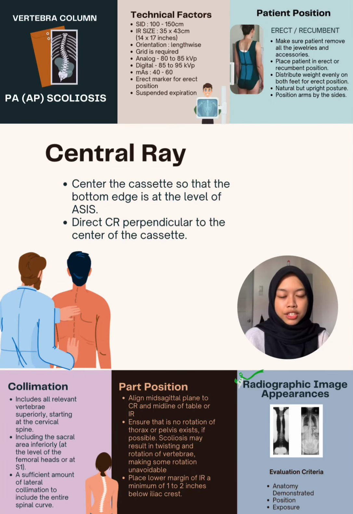I am ZUNNUR SYAFIKA binti Muhammad ZUKIFLI. I am going to explain about the central ray and collimation for PA erect scoliosis. So, for central ray, the cassette needs to be centered so that the bottom edge is at the level of the axis. Direct the central ray perpendicular to the center of the cassette. The central ray is directed at the midline of the body, typically at the level of T7, which is the 7th thoracic vertebra. This is roughly at the level of the inferior angle of the scapula.